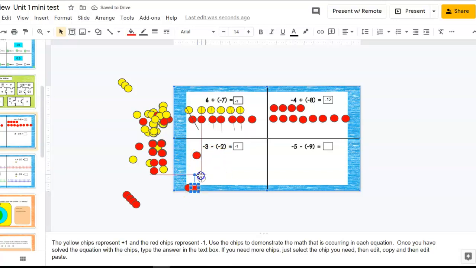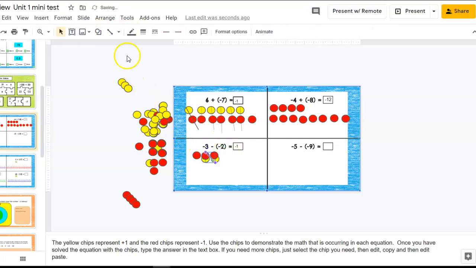You can also do this by adding the opposite. I need to get rid of 2 negatives, so if I add 2 positives to it, that makes these 0 pairs. Those are my 0 pairs that I can cross off. And that leaves me with still a negative 1.